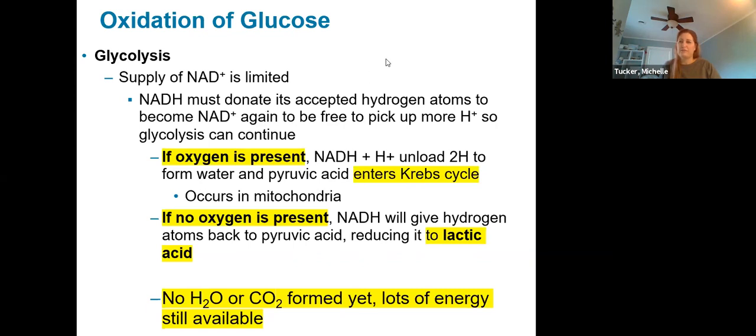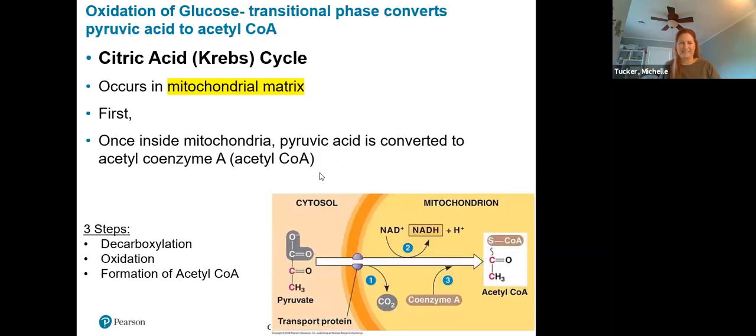So we've made 2 ATP, and we have these 2 NADH plus H's kind of hanging out, ready to go to the electron transport chain. And then we have 2 molecules of pyruvic acid. So we've got the products from glycolysis, and now they need to move on. So we're going to move on to the citric acid cycle, the Krebs cycle.